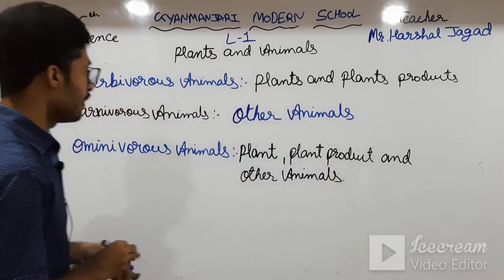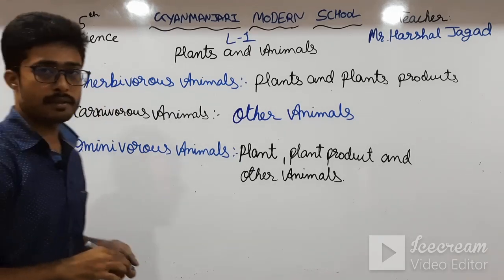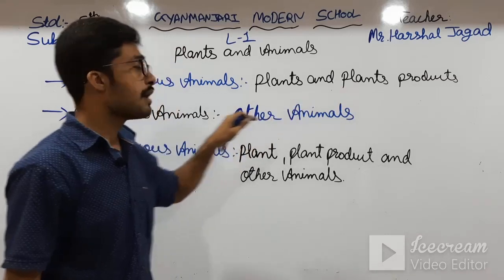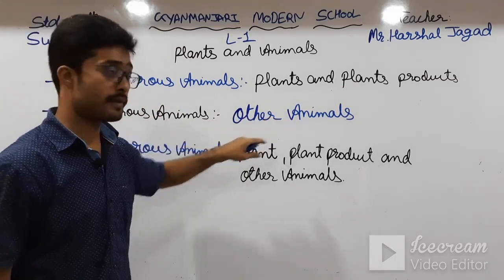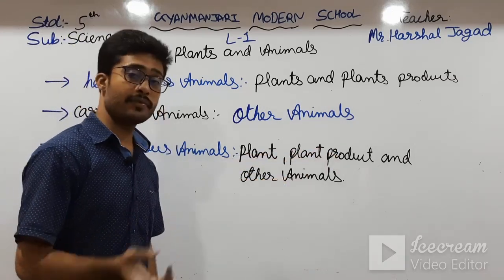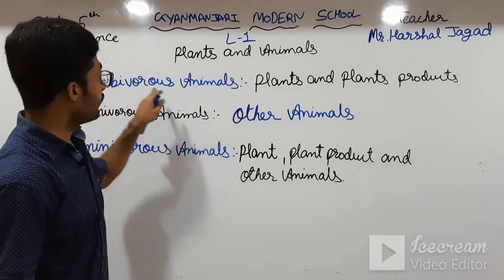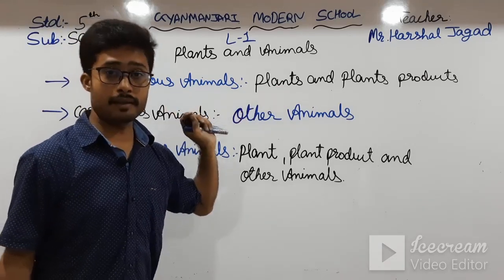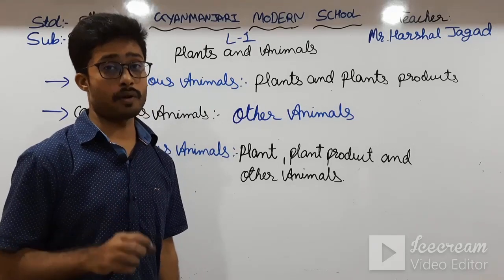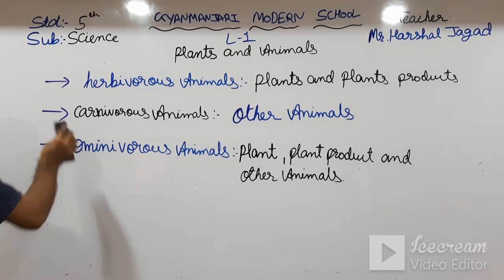Okay students, these are the 3 types of animals. What they eat? Herbivorous animals eat plant and plant products, carnivorous animals eat other animals, and omnivorous animals eat plant product and other animals. This we have seen in the previous video. But what does the plant eat? That also we have seen in the previous video.